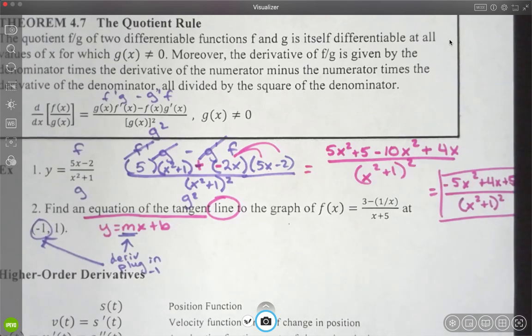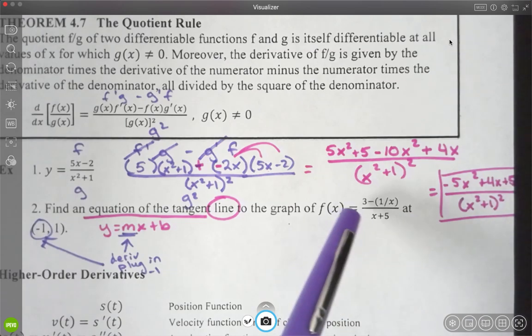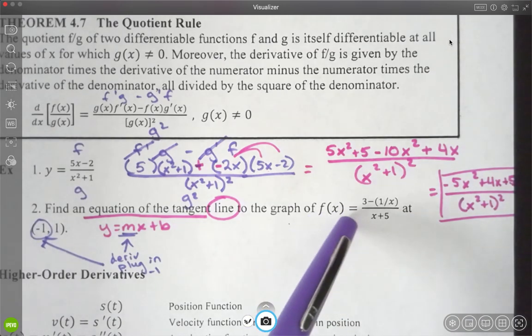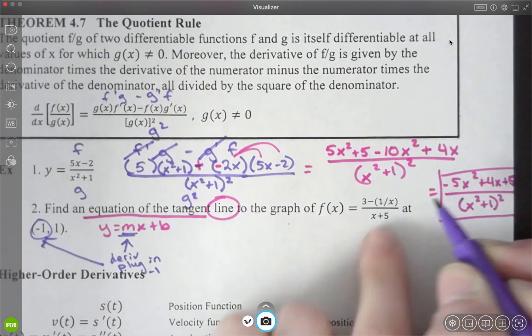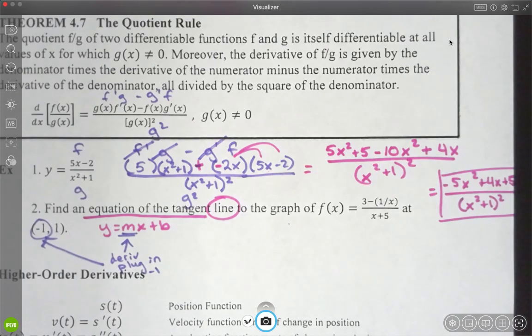Okay, now, I am going to rewrite this thing. This is a quotient, right? So we have to use the quotient rule. Okay, we're not dealing with product, we're dealing with quotient. So quotient rule for this guy, but I don't like the way that top is written. 3 minus 1 over x. Okay, how can I make 1 over x be nice?